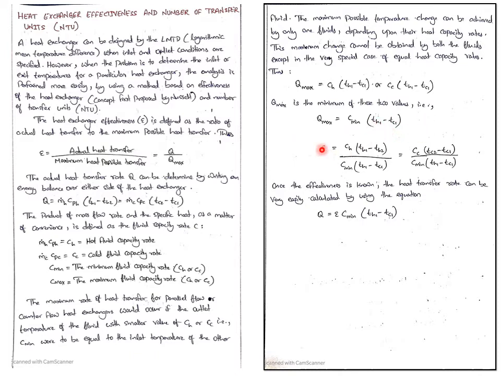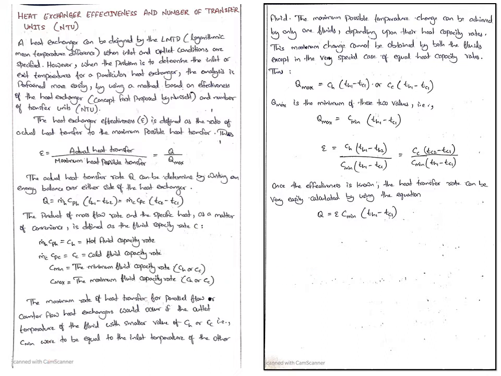So you can take epsilon as q, that is C_h (T_h1 minus T_h2), divided by the maximum possible heat transfer, which is the minimum value of C, that is C_c or C_h, into the inlet temperature difference. This is with respect to the hot fluid, and this formula is with respect to the cold fluid. If you define q in terms of effectiveness, this is the formula. This is the basics of heat exchanger effectiveness and number of transfer units.